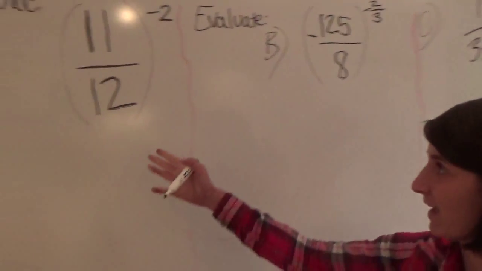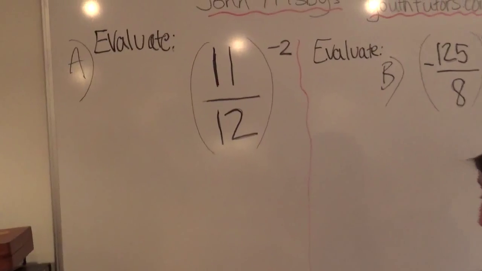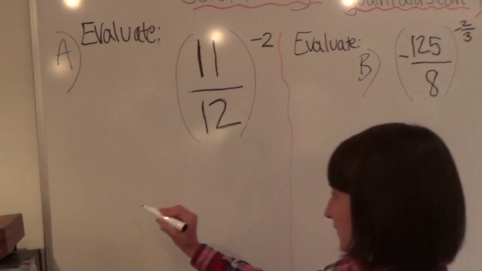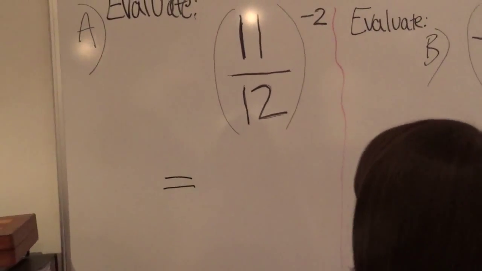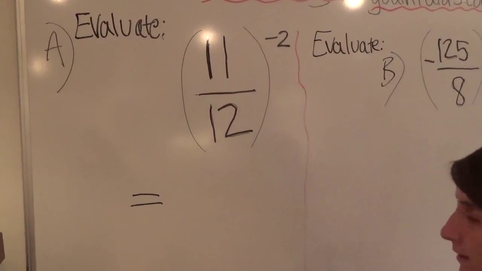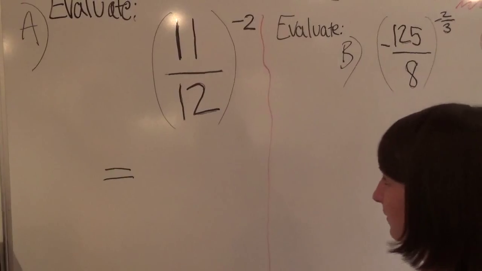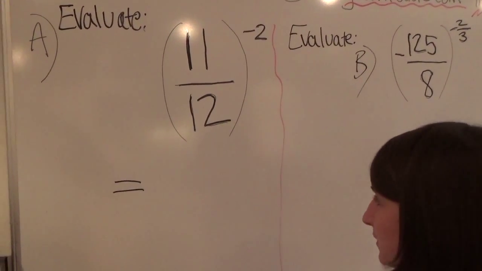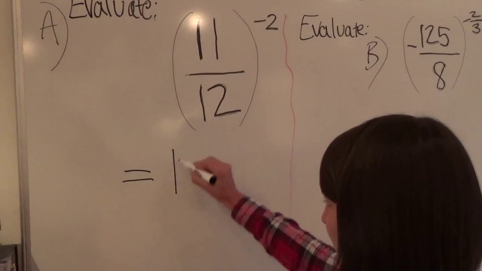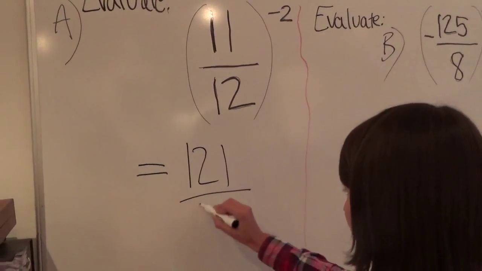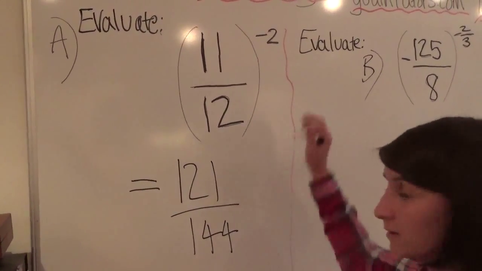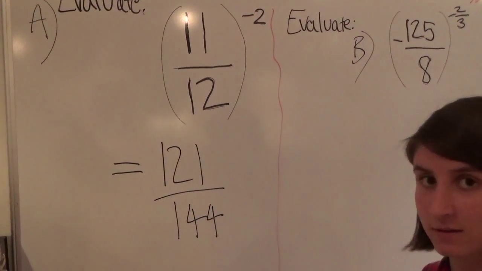So part A, it says evaluate 11 twelfths to the power of minus 2. The first thing you would do is look at the power, and because it's a minus 2, it's the square. It's 11 squared over 12 squared, which is 121 over 144. And the minus means you inverse the fraction.